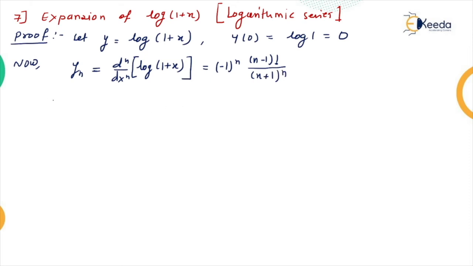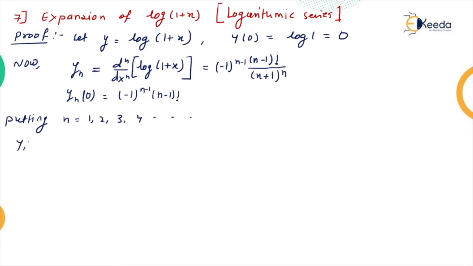Now if yn is equal to this, then what is yn of 0? Because in the Maclaurin series, we have to write the series at x is equal to 0. So yn at 0 means what remains is minus 1 raised to n minus 1 into n minus 1 factorial, divided by x is 0, 1 raised to n is nothing but 1. After that we put n is equal to 1, 2, 3, 4 and so on. So what will we get here?